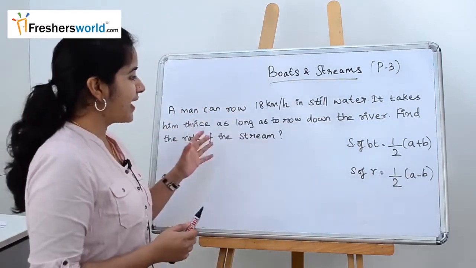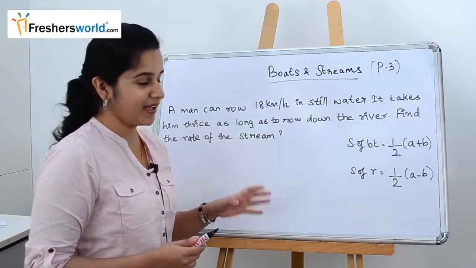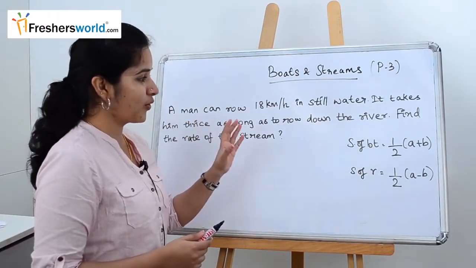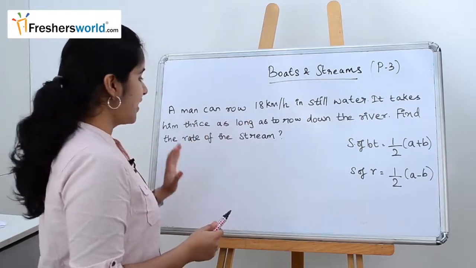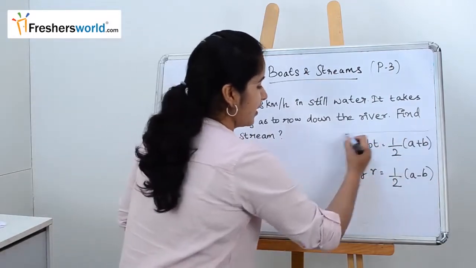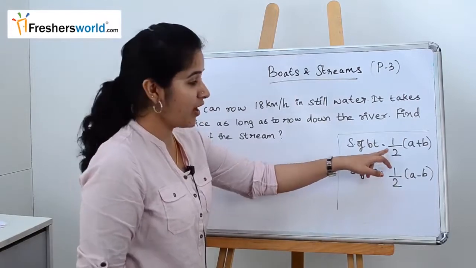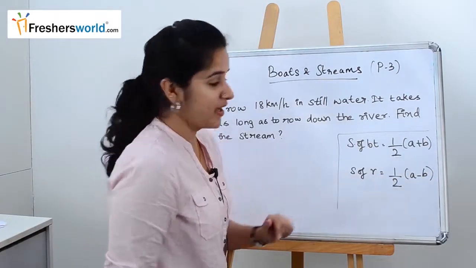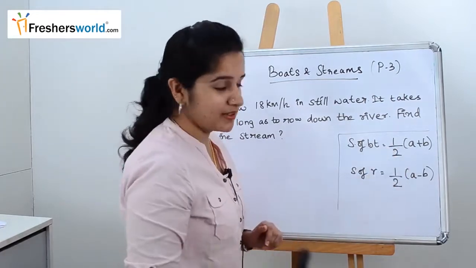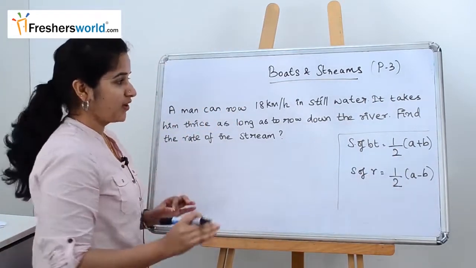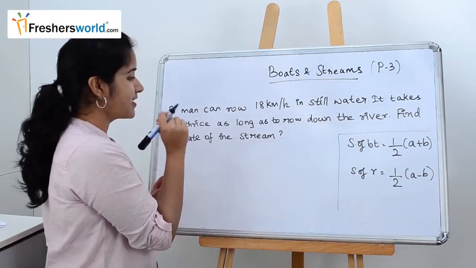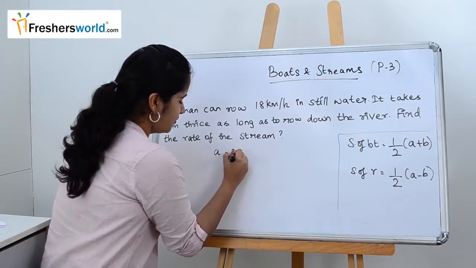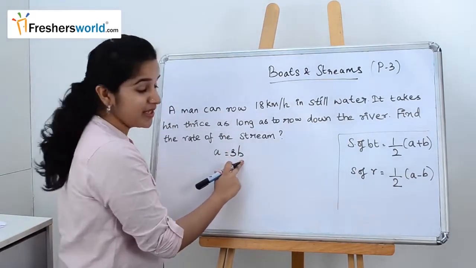They have given that a man can row 18 kilometers per hour in still water. It takes him thrice as long to row up the river as down. Find the rate of the stream. So we know the basic formula: speed of the boat is equal to half (a plus b) and speed of the river is equal to half (a minus b), where a is the downstream and b is the upstream. What they have given in the question is that it takes him thrice as long to row against the river, so a is equal to 3b, where a is the downstream and b is the upstream.